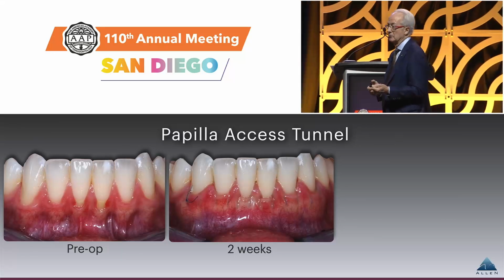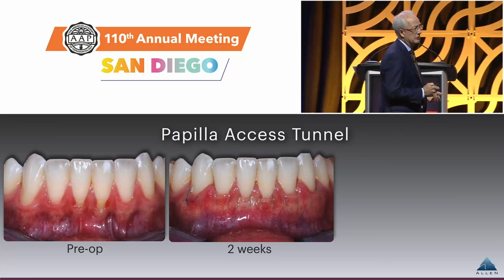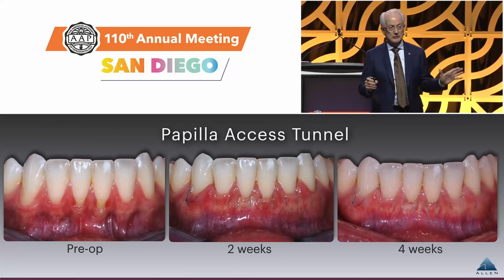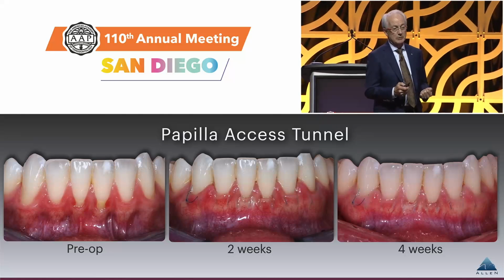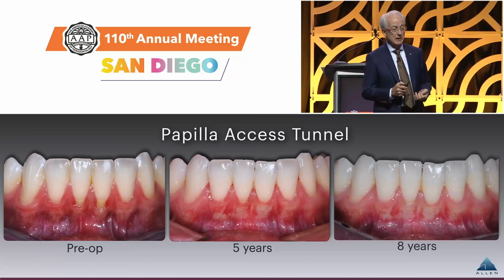I remove the papillary sutures at 2 weeks. I leave the continuous sling suture for 2 months because it's more comfortable to remove at 2 months and it causes no irritation over that time frame. So that's 4 weeks and 5 years and 8 years.